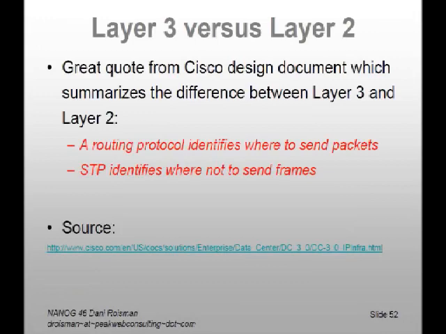So in summary here, there's a great quote I picked up while I was doing this. I chanced upon the Cisco data center design. It says, a routing protocol identifies where to send packets. Spanning tree identifies where not to send frames. You can go ahead and download this PDF, and the link is here on that full document. It's an interesting document.